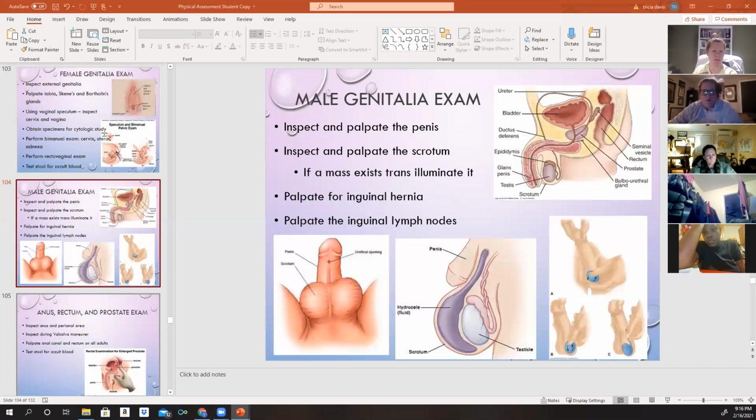And then for the men, you would want to inspect and palpate the penis. You would want to inspect and also palpate the scrotum. You would want to check and see if there's any masses in there. You could palpate up to see if they have any type of inguinal hernia. I wouldn't even recognize what that was. I've never done that before. And then you could palpate the inguinal lymph nodes.